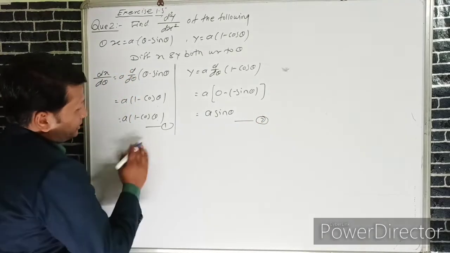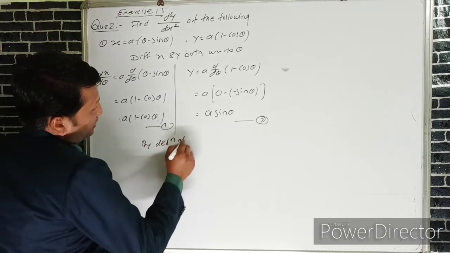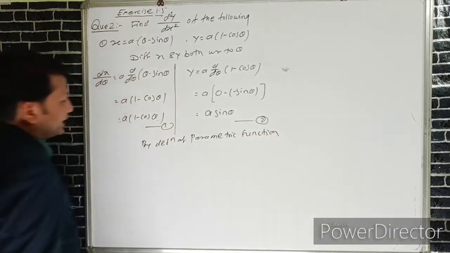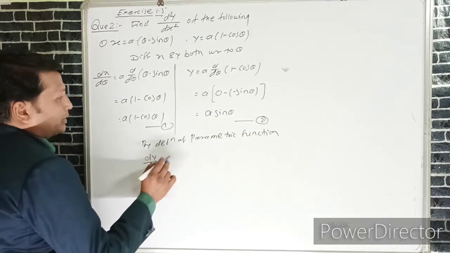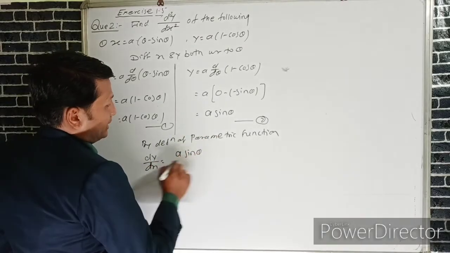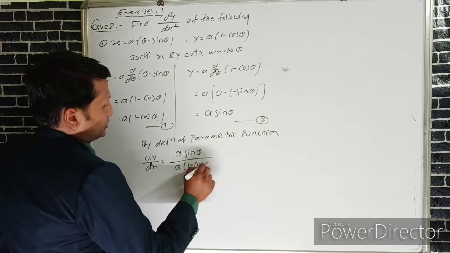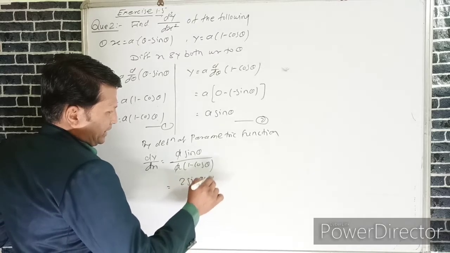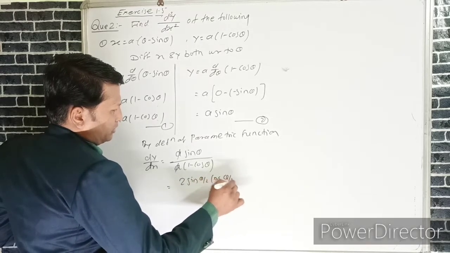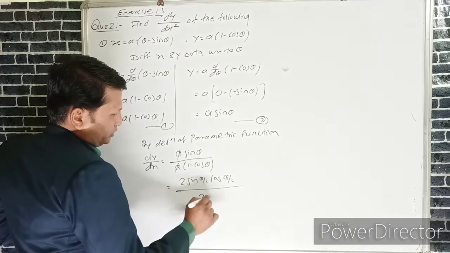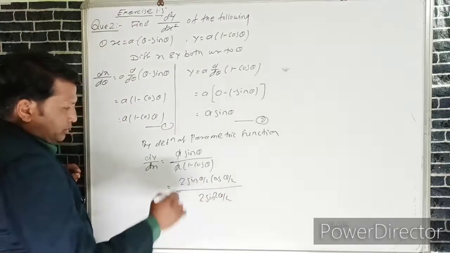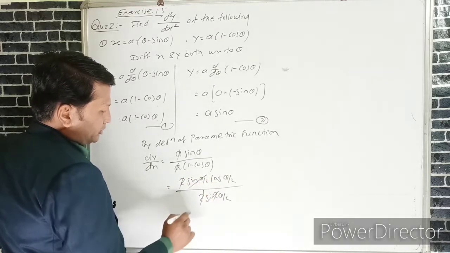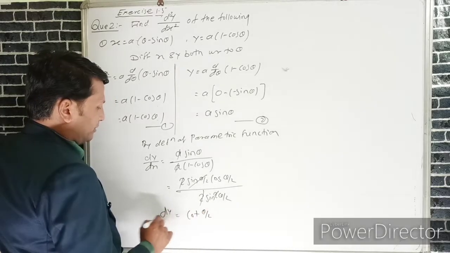So by using the definition of parametric function, we can write dy upon dx equals dy by d theta, which is a sin theta, upon dx by d theta, which is a in bracket (1 minus cos theta). Here a cancels. We can write sin theta as 2 sin of theta by 2 into cos of theta by 2, upon 1 minus cos theta, which is 2 sin square theta by 2. Here 2 cancels, and sin of theta by 2 cancels. We can write cos of theta by 2 upon sin of theta by 2, which is cot of theta by 2, which is dy by dx.